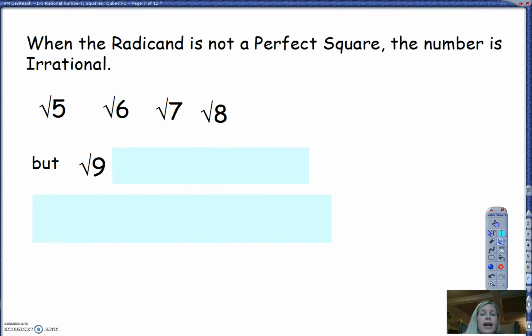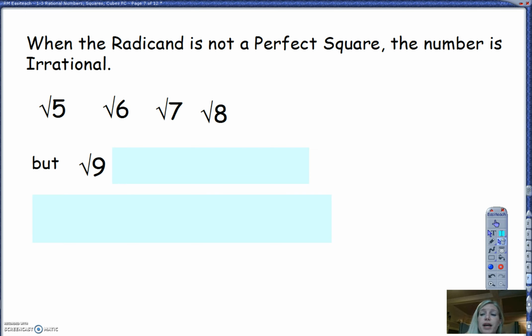Next, when a radicand is not a perfect square, the number is irrational. The radicand is just the number that's underneath our square root symbol. That's just a word for that. So 5, 6, 7, and 8, the square root of each one of those is not a perfect square. If you were to type them in the calculator, you'd get a decimal going on forever and never repeating. So it's non-terminating, non-repeating.